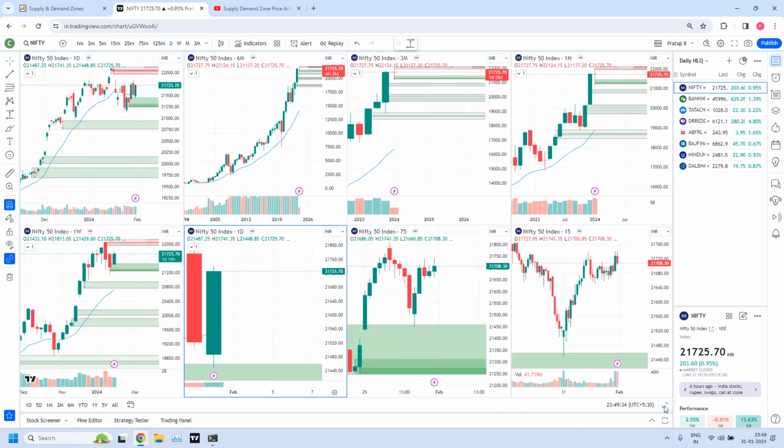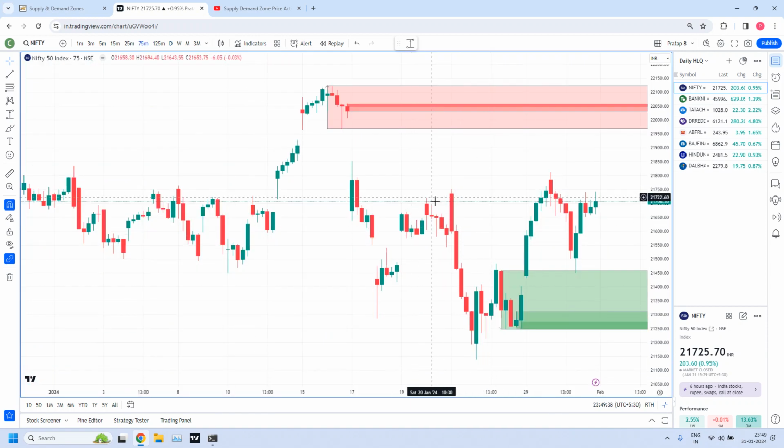If you look into the 75 minutes time frame, see here how prices went up. Prices were down and then again went up, again down. See, today also in the morning session the market is down. After that, prices entered into the daily demand zone. Probably the pending orders or maybe the new orders again pushed the market up.